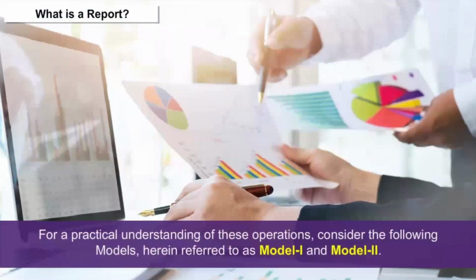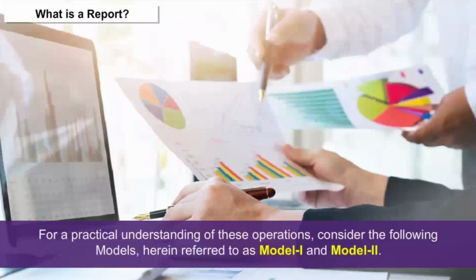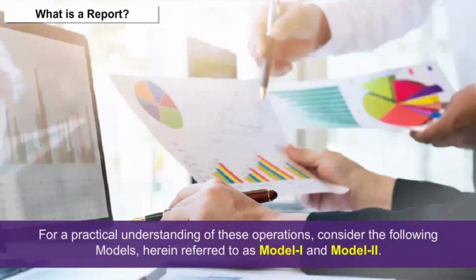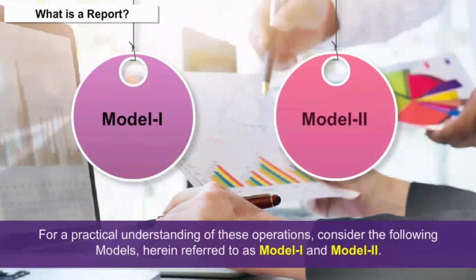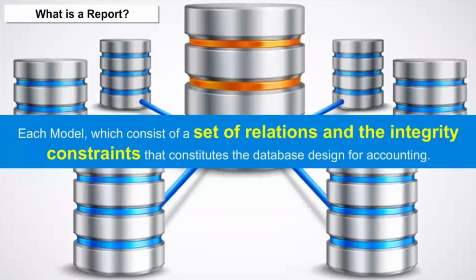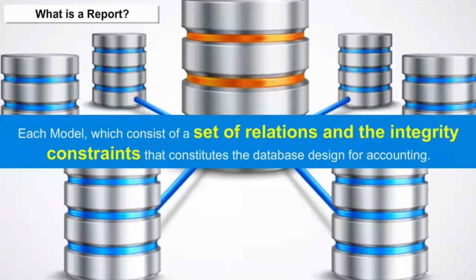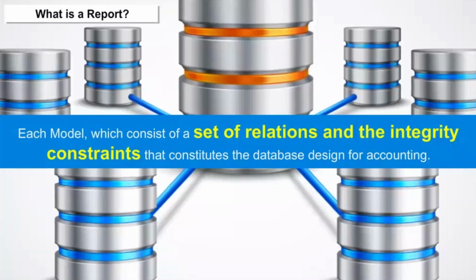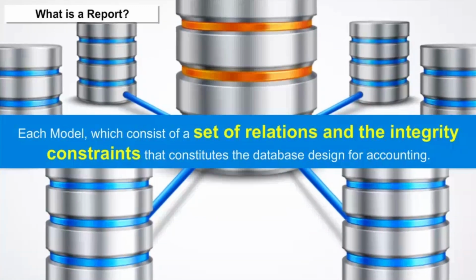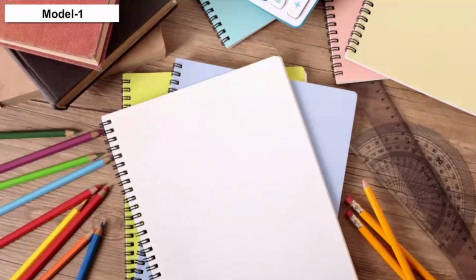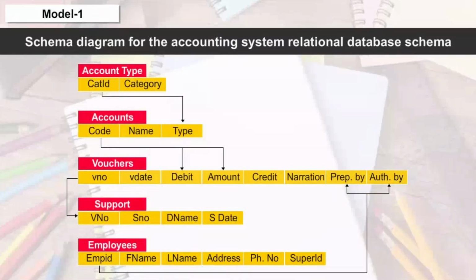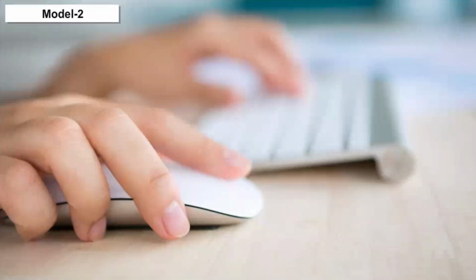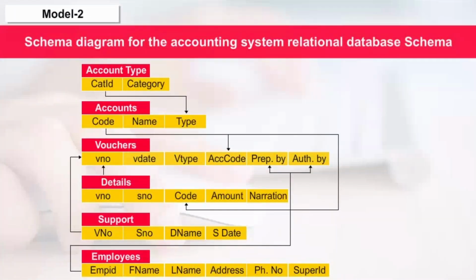For a practical understanding of these operations, consider the following models, herein referred to as Model 1 and Model 2. Each model consists of a set of relations and the integrity constraints that constitute the database design for accounting. Model 1. Schema diagram for the accounting system, relational database schema. Model 2. Schema diagram for the accounting system, relational database schema.